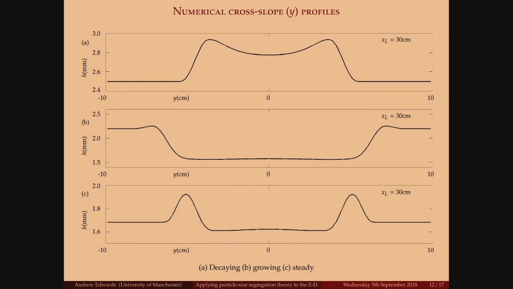So you can see for the decaying avalanche, everything has been deposited above the initial layer thickness, which is why it loses mass and comes to rest. The growing avalanche has eroded a trough from the static layer, so it's gained mass. And the steady avalanche, you can see a kind of perfect balance between these levées and a small trough that's been eroded.